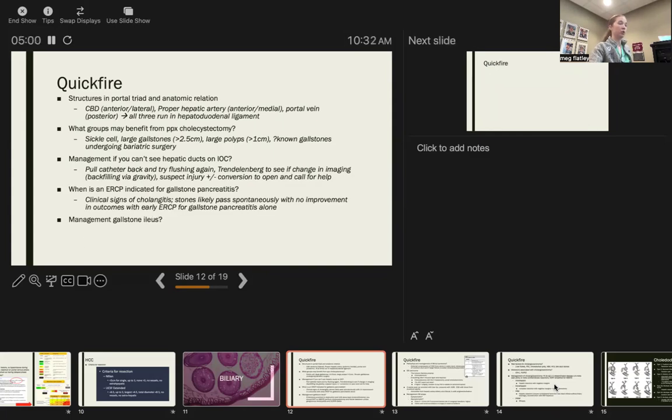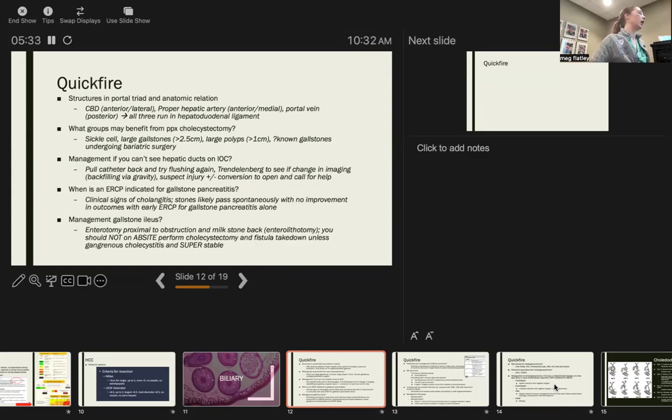All right, how do we manage gallstone ileus? Exactly. So the key there is that you defer the fistula takedown unless the test really makes you think that their gallbladder's really sick and so absolutely needs to be removed. They need to be super duper stable. I would probably say that in terms of ABSITE management of gallstone ileus, I would purely milk the stone back and defer cholecystectomy and fistula takedown.